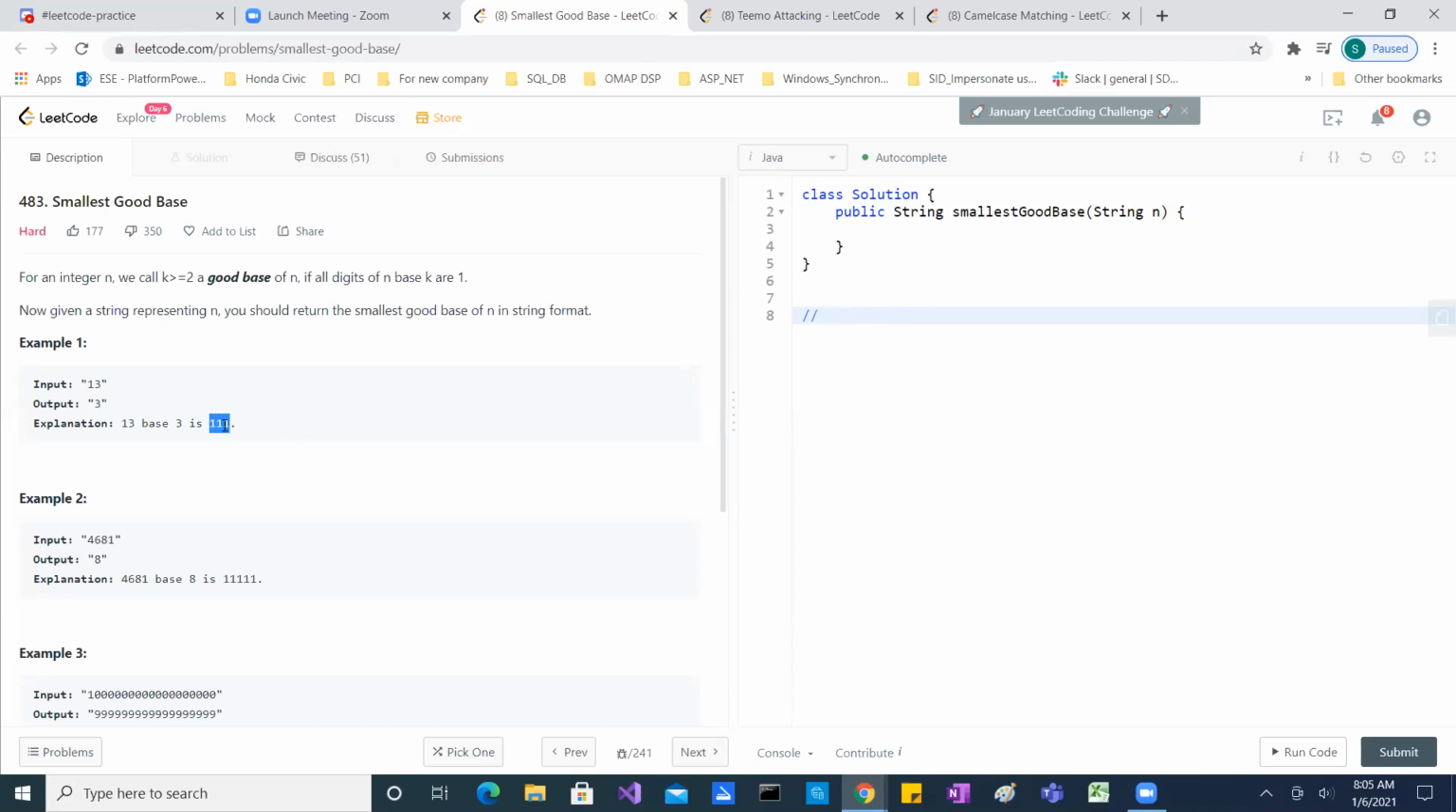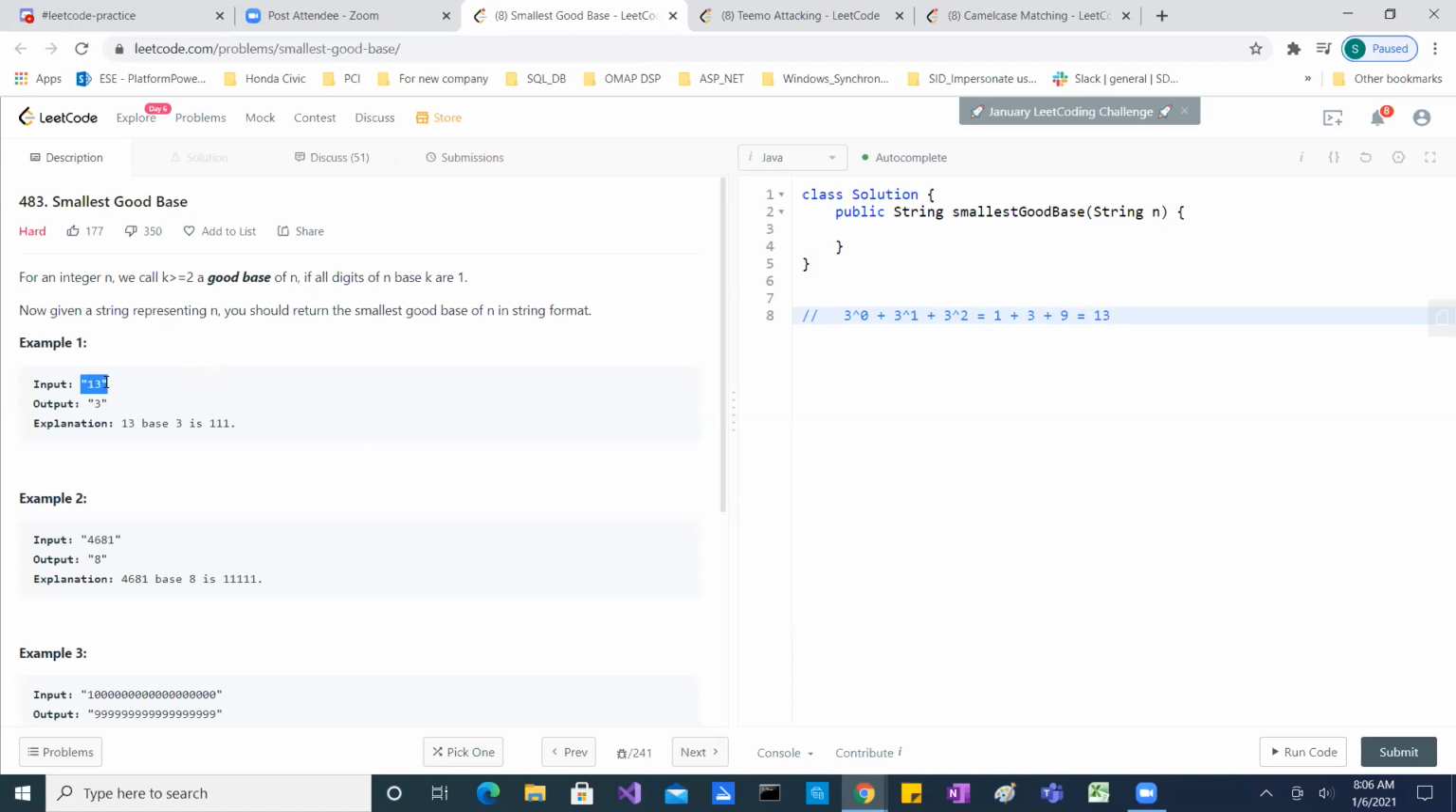The one at the first location, the 0th location, will be 3 raised to 0. At the second location, it will be 3 raised to 1. And at the third location, it will be 3 raised to 2. If I add all of these, it will be 1 plus 3 plus 9, which is 13. So this is what we have to find.